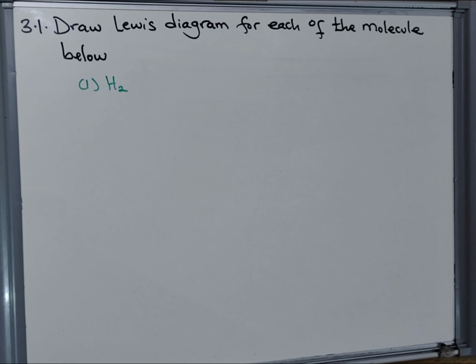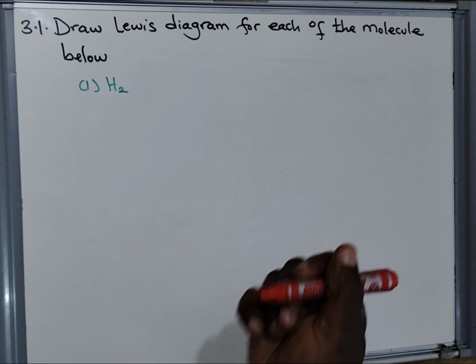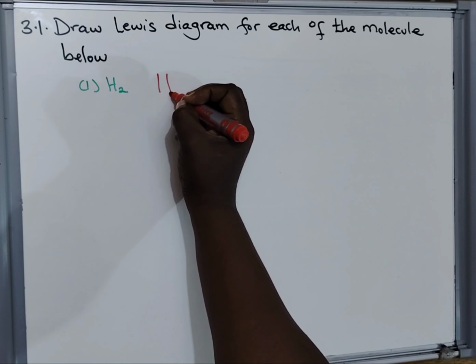The question says draw the Lewis diagram for each of the molecules below. The first one is hydrogen. We are having a hydrogen molecule here. What does this mean? That you have H.